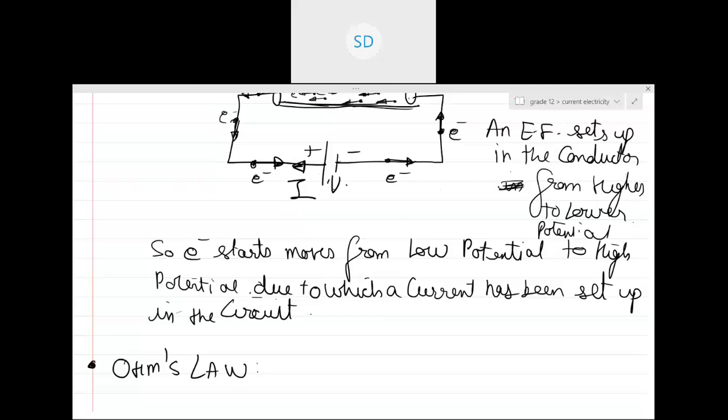So, do you want me to discuss Ohm's law as of now, or shall we discuss the part of how exactly it is going? Because Ohm's law has two different things. Ohm's law has two forms. Do you know this thing? What you studied in grade 10 was this form, and we need to study this as well.